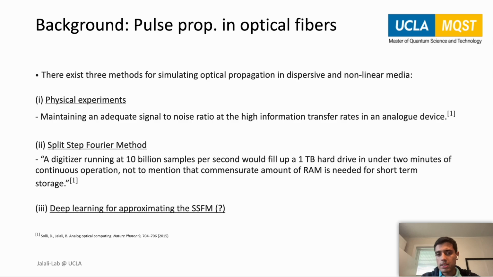There exist three methods for simulating optical propagation in dispersive and nonlinear media. The first method is by actually doing physical experiments. Along with it comes the problem of maintaining an adequate signal-to-noise ratio at high information transfer rates in an analog device. The second method is the conventional split-step Fourier method, which is used to perform computations.